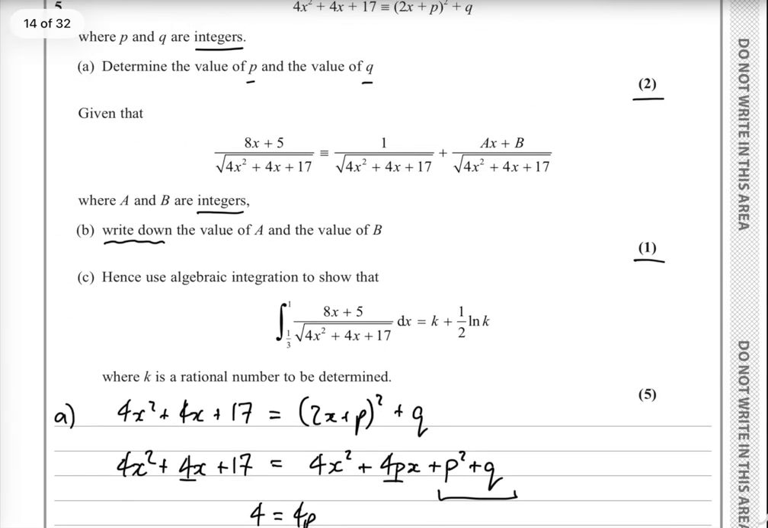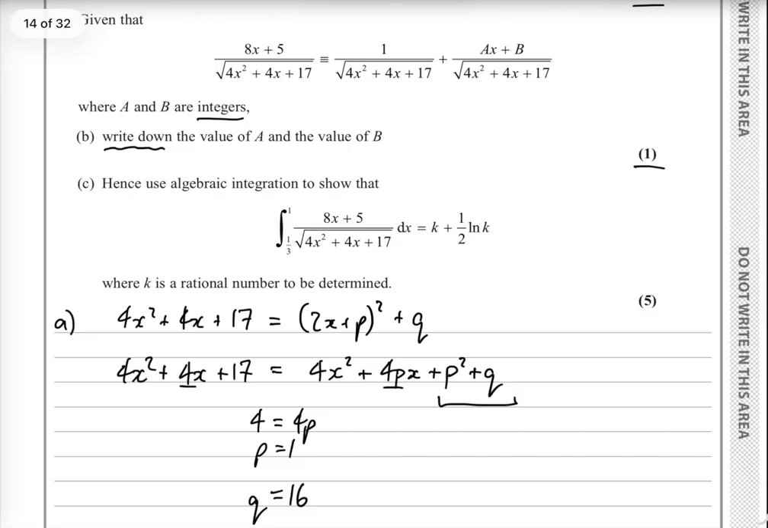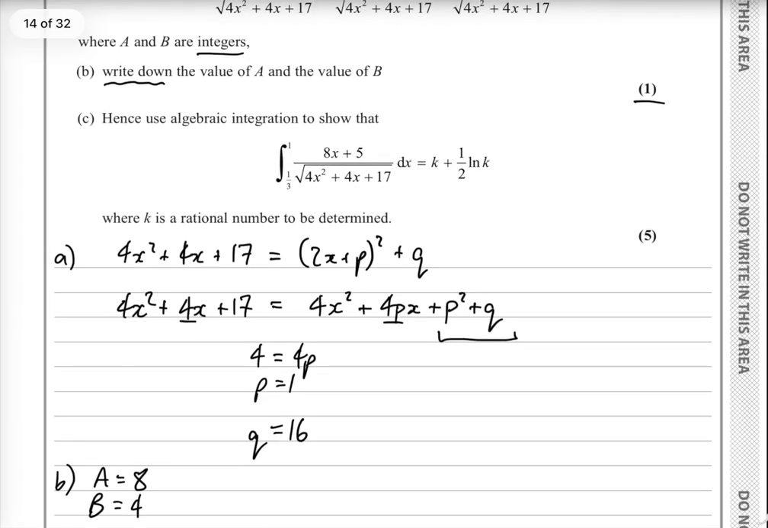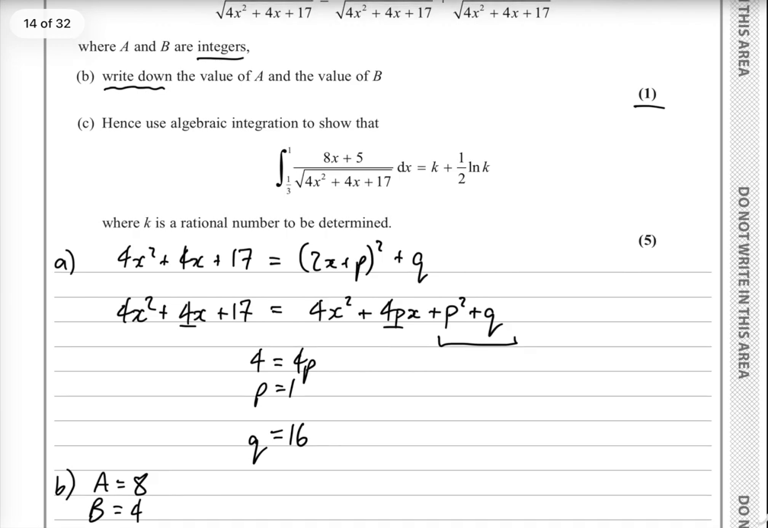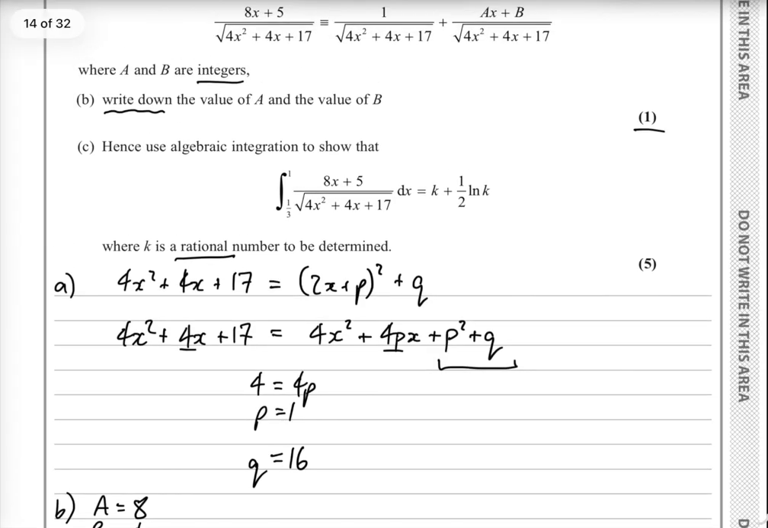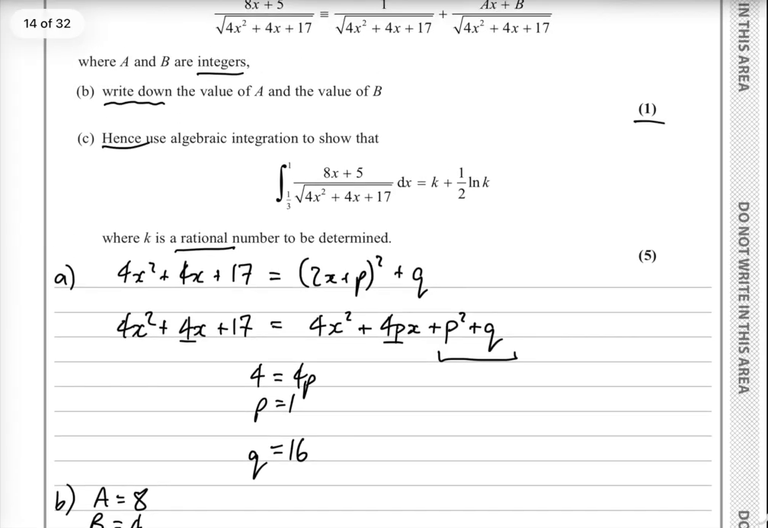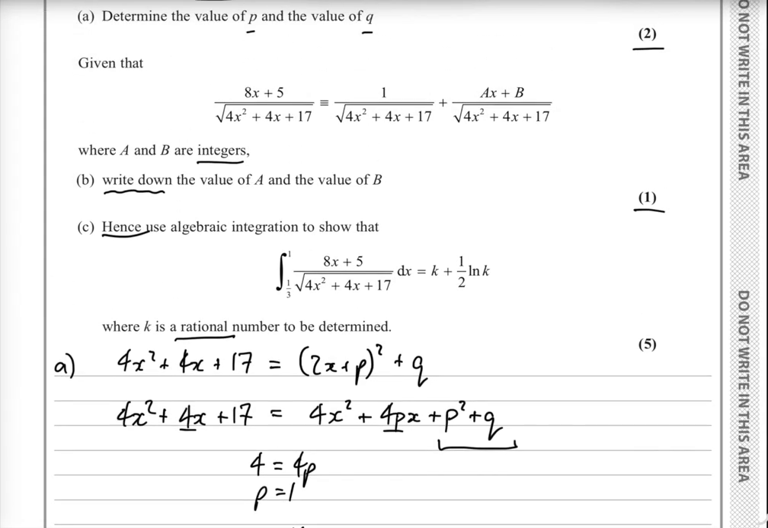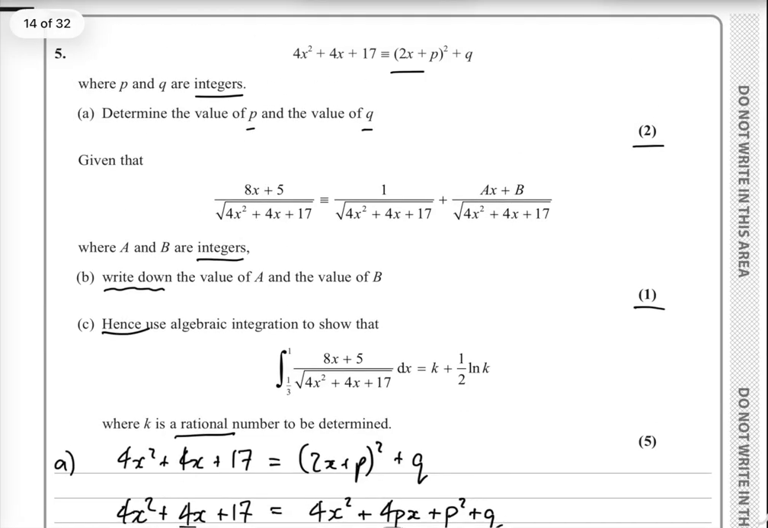An easy mark there. I'm a little bit worried about what's coming if they've got easy marks for the first 2 parts. Hence, use algebraic integration to show this, where k is a rational number to be determined. Okay, hence, of course, means use what we've just done. So they're expecting us to split this into 2 fractions and also use this probably somewhere in there.